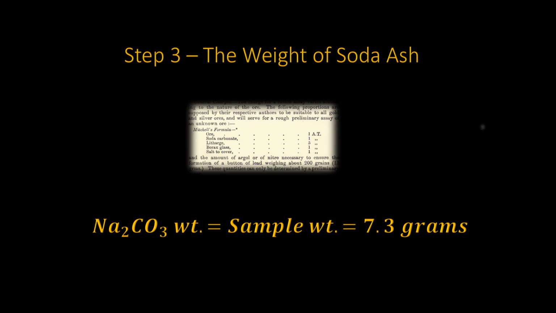In step 3, it is a calculation of the amount of soda ash to be mixed with the sample. This is the easiest of all calculations. It's an equal amount to that of the sample weight. Since there are 7.3 grams of sample that will be analyzed, the amount of sodium carbonate to be mixed with the sample will be 7.3 grams.